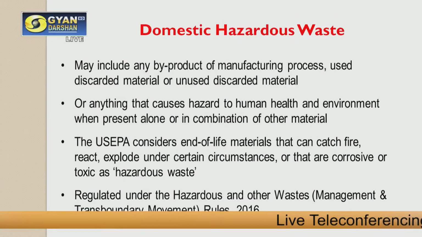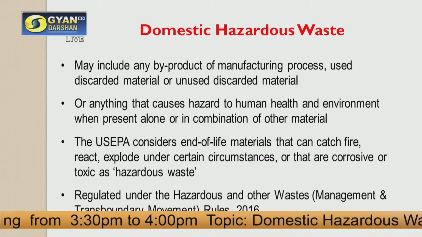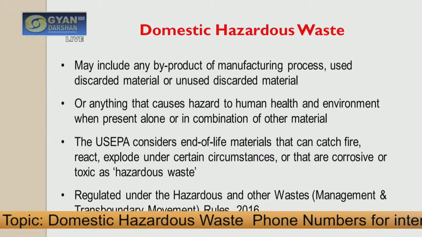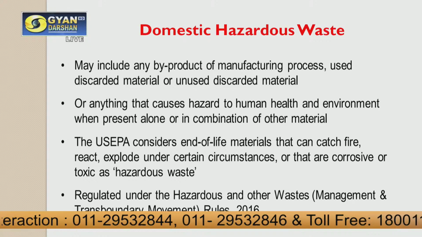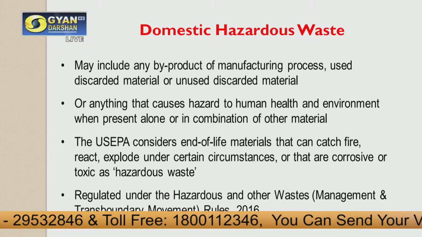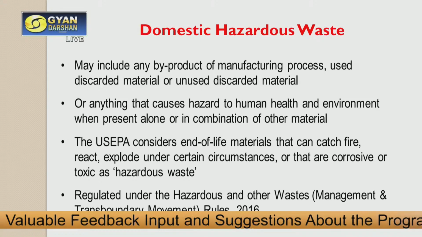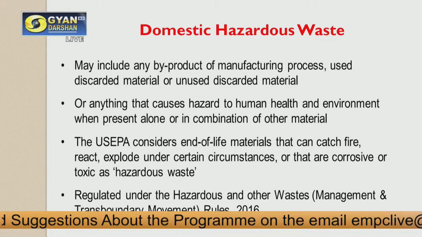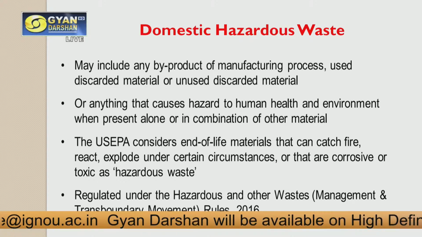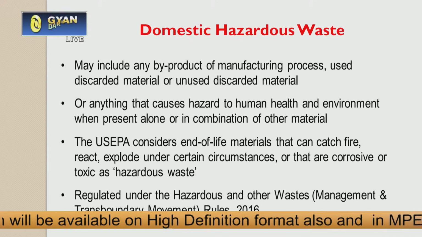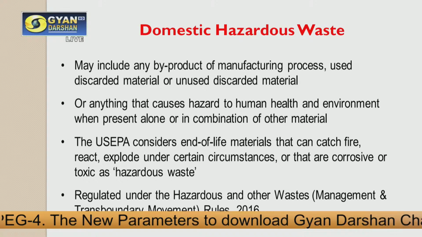As the name indicates, there are certain hazardous substances which are generated from our homes or households. So, domestic hazardous waste includes any byproduct of a manufacturing process, used discarded material or unused discarded material, anything which has such properties that it causes hazard to human health or the environment, either alone or in combination with other elements of nature. That is domestic hazardous waste. According to the United States Environmental Protection Agency, domestic hazardous waste comprises end-of-life materials which can catch fire, react, or explode under certain circumstances, or which are corrosive or toxic in nature. And these are regulated under the Hazardous and Other Wastes (Management and Transboundary Movement) Rules 2016.